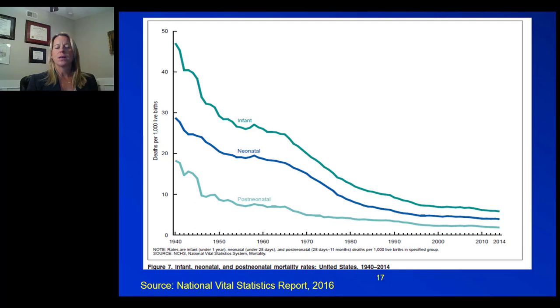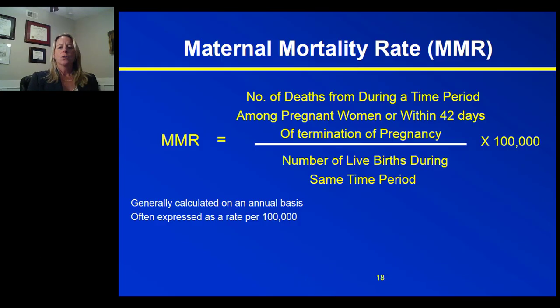These are just data from 2016 illustrating the change in infant, neonatal, and postnatal mortality since 1940 in the United States, clearly illustrating a dramatic decrease in those measures, largely driven by, of course, the improvement in healthcare, improvement in pre- and postnatal care, and a lot of other factors.